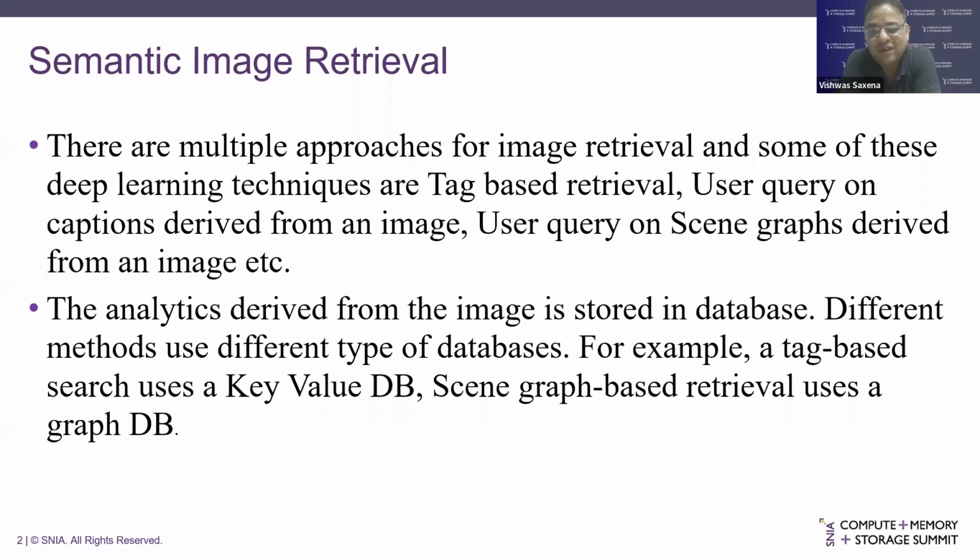Different methods use different types of database. For example, a tag-based search uses a key value DB, and a scene graph-based retrieval uses a graph DB. Scene graphs are usually the state of the art in terms of semantic image retrieval, because they're the first one who really captures the relational semantic mapping between the objects captured from deep learning models.